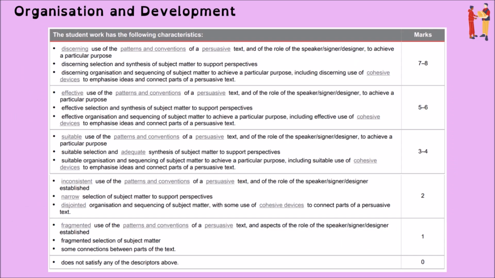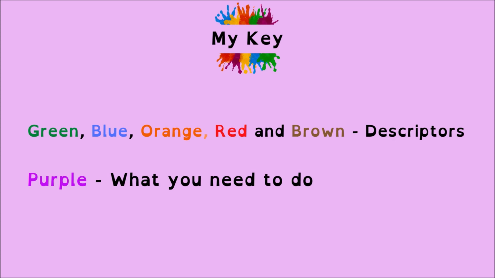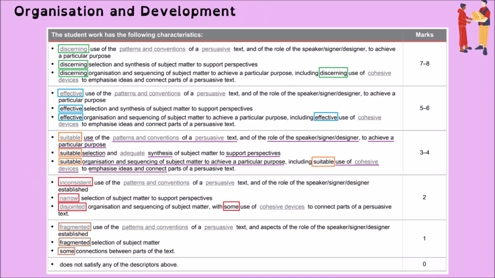So organization and development, let's have a look at it color-coded and annotated. You'll notice there's no yellow. So organization and development in purple is what you need to do. And we've got those descriptors in the colors there. So looking at the 3 to 4 section of the ISMG is the one I've annotated in depth.